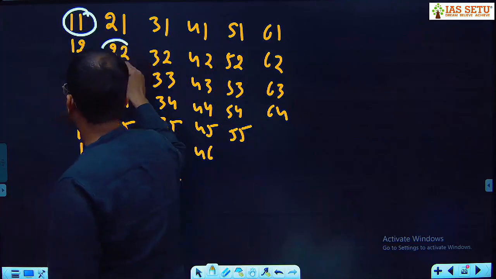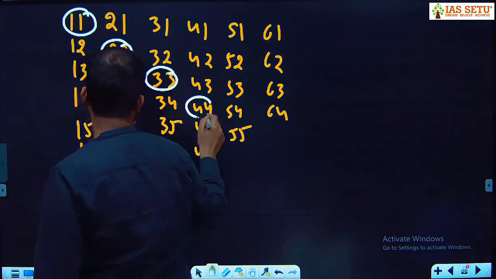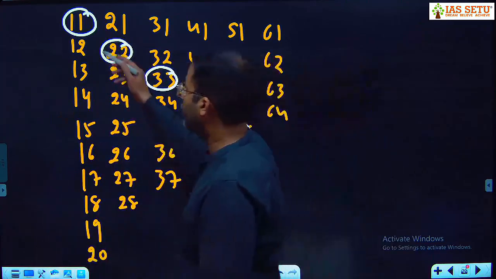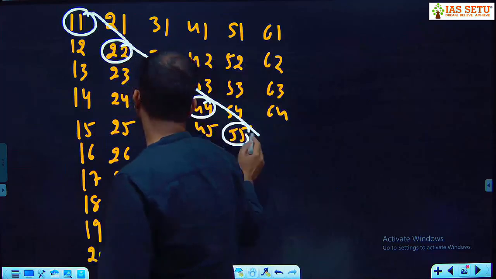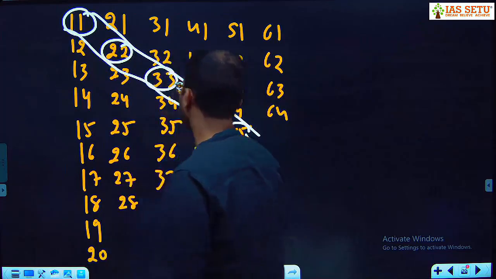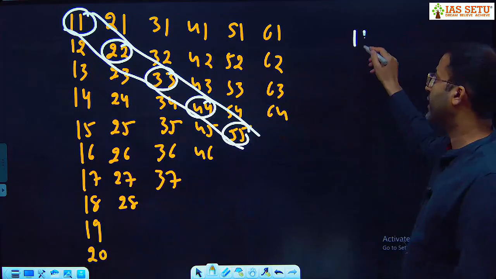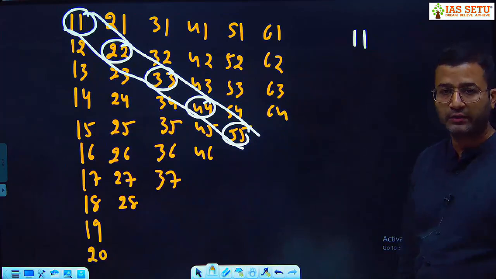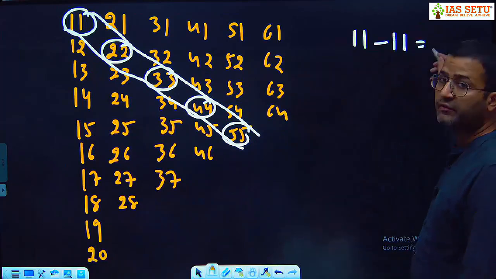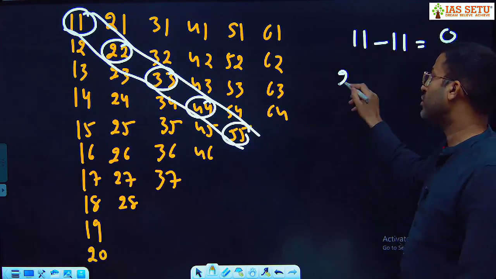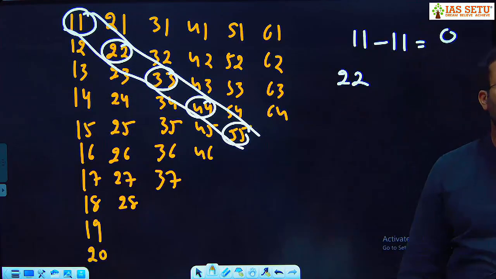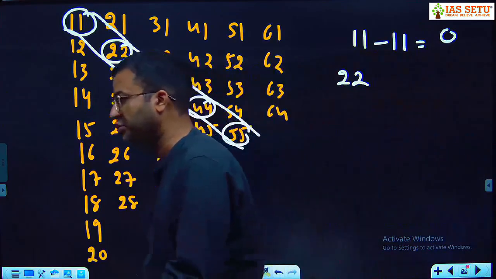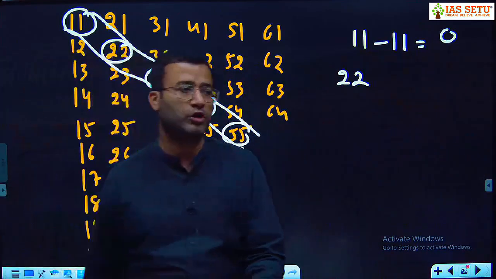11, 22, 33, 44, 55, 66. Along this diagonal, you take any of these two-digit numbers. Like for example, you take 11. I ask you to reverse the order of the digits. What do you get? 11 only. And what is the difference? 0. Check 22. 22 minus 22 is 0, 33 minus 33 is 0, 44 minus 44 is 0.